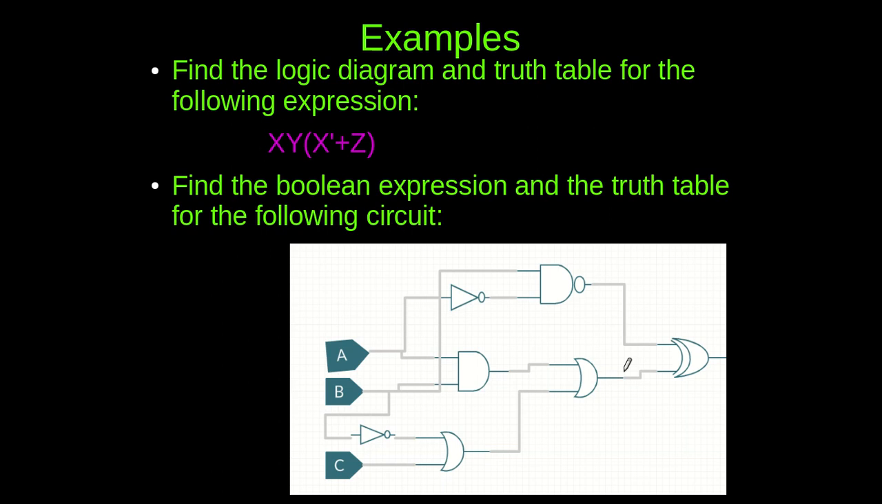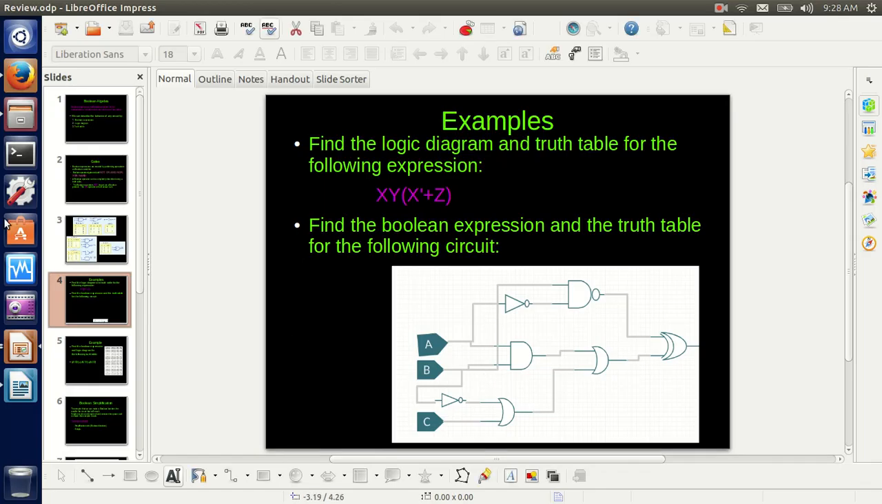So now let's take examples on that. Find the logic diagram and truth table for the following expression. What do I have? X and Y, in parentheses, and X complement, or Z. This means I have a complement here. So now let's see how we can draw this.